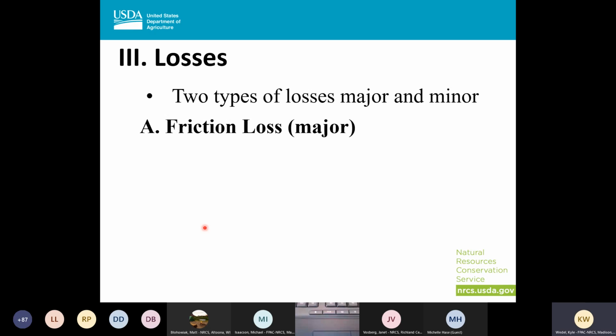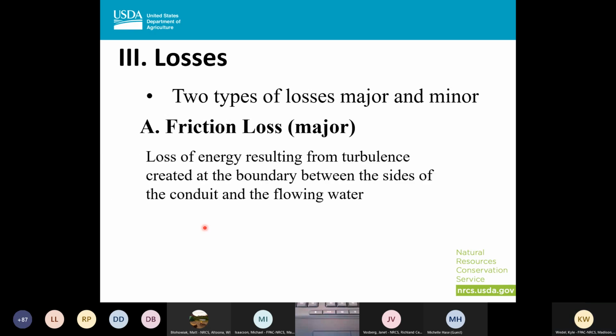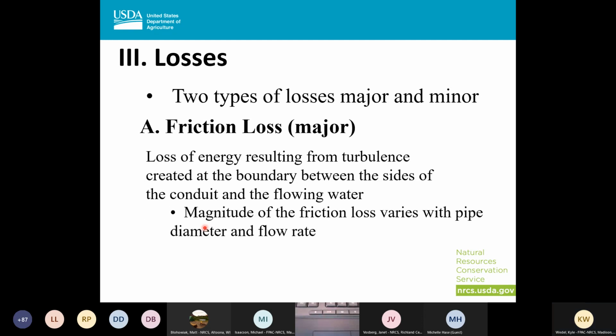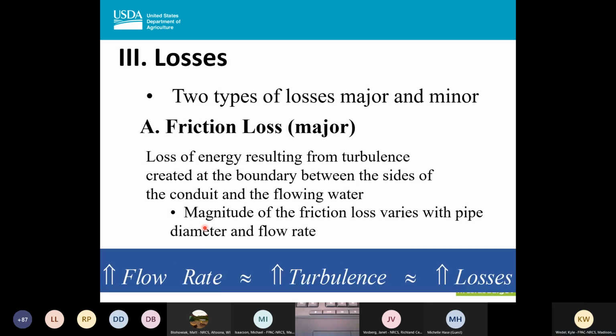There are two types of losses: major and minor losses. Friction loss is a major loss. This is the loss of energy resulting from turbulence between the water and the conduit itself. The magnitude of the friction loss varies with the pipe diameter and the flow rate. Generally speaking, as flow rate goes up, turbulence goes up, and losses will go up.